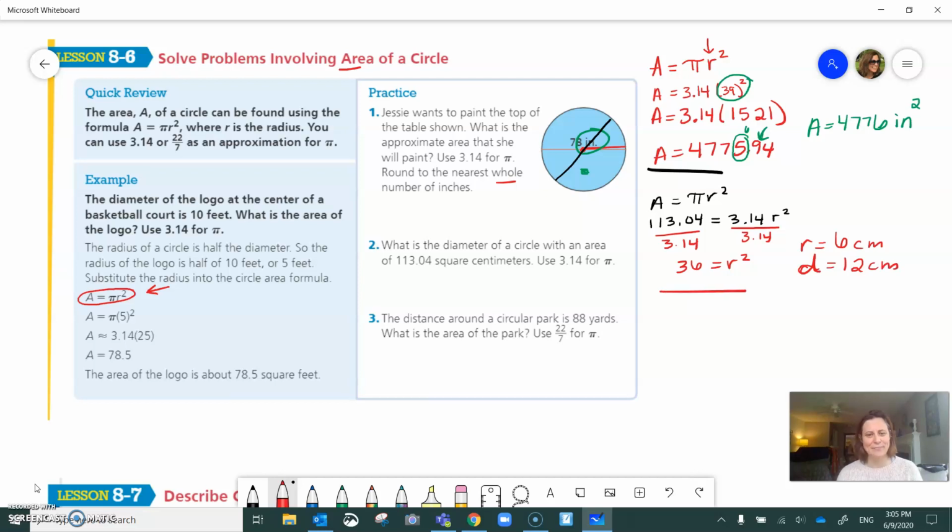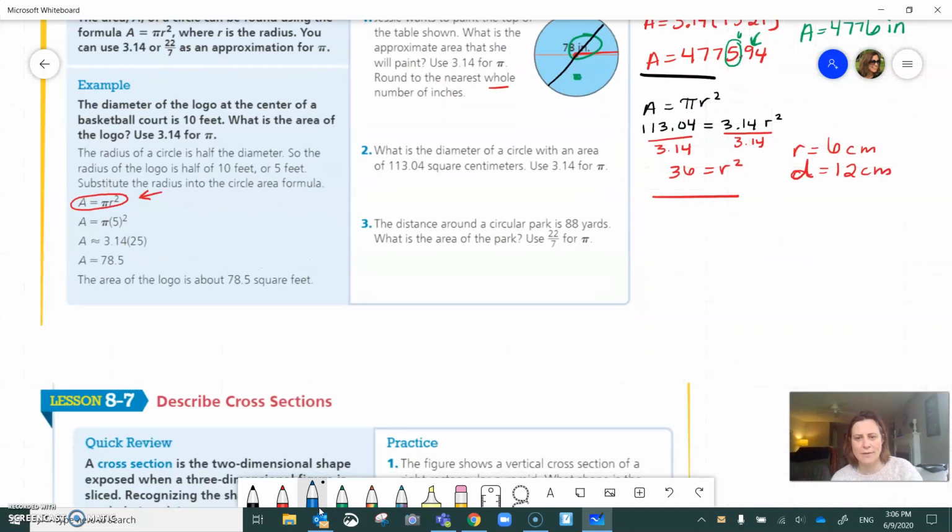Good. Okay, last one. The distance around a circular park is 88 yards. What is the area of the park? Use 22/7. So it's another area question. Okay. So all the way around is 88 yards. The formula is pi r squared. What is the area of the park?